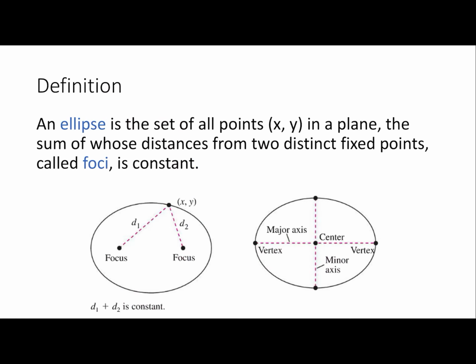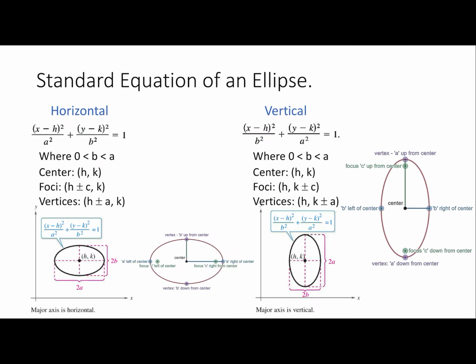So the definition of an ellipse is the set of all points in a plane, the sum of whose distance from the 2 distinct fixed points called the foci is constant. D sub 1 plus D sub 2 has to be equal to the same number consistently. As you can see, our ellipse has some points that are important, plus 2 axes. One of them is the center point. If the major axis is horizontal, the vertices will be to the right and to the left of that center point, equal distance. And the minor axis will have some minor vertices that are vertical from that center point.